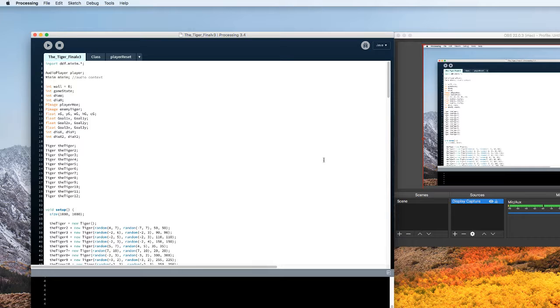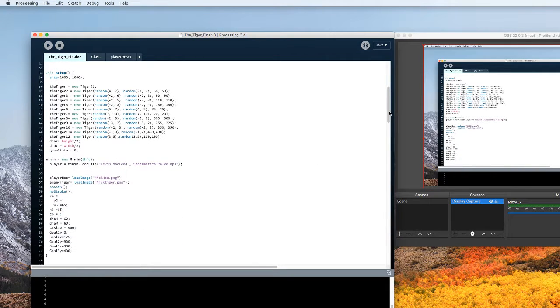And I got my music. It's non-copyrighted music, so I can't get sued. And all this is all the parameters, all the tigers. So this is the speed. These two are the speed. These are the sizes. So each of the tigers are different sizes.